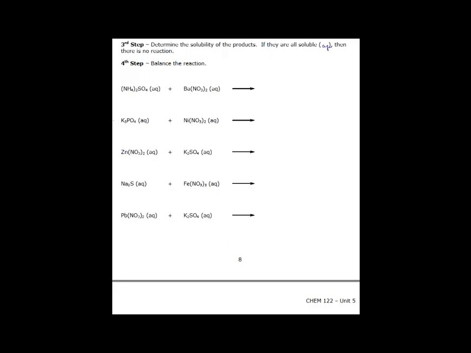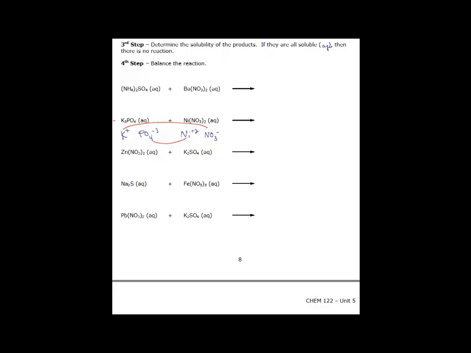Let's skip to the second one. I want to work this one with you. Potassium phosphate and nickel(II) nitrate. The first step, break the reactants up into their ions. So potassium is +1, phosphate -3, nickel is +2, nitrate is -1. Now we're going to switch partners, so potassium will go with nitrate, nickel will go with phosphate.